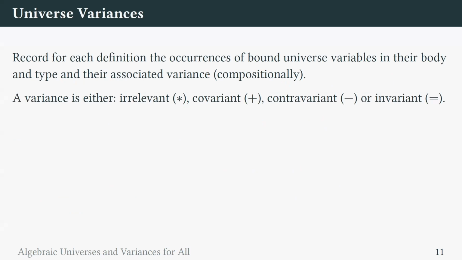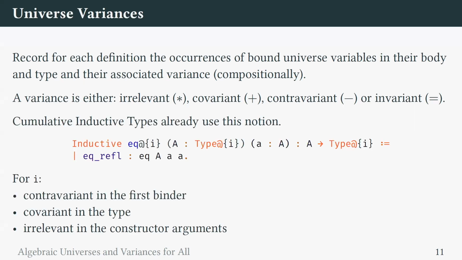So we have a notion of variance that we will record for every bound and meta variable in our term. Variances can be irrelevant, if the universe does not appear or appears only in other irrelevant places, covariant, contravariant, or invariant. This is a notion that is already part of Rocq. It's part of the notion of cumulative inductive types.